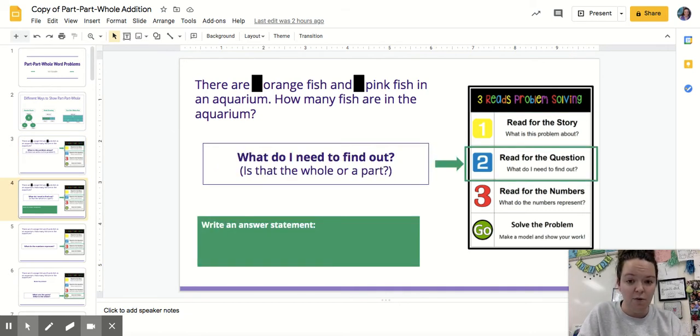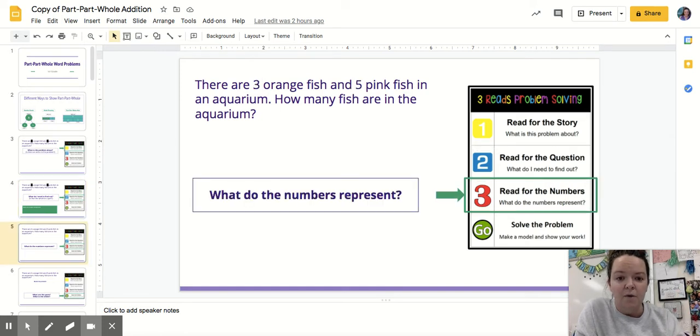Second time, I'm going to read through it again, but this time I want to see what do I need to find out? What is the task they're giving me? There are blank orange fish and blank pink fish in an aquarium. How many fish are in the aquarium? So, what I need to find out is how many fish are in this aquarium. So, it sounds like I'm going to be adding because it's going to give me, I think, some numbers and tell me I need to put those together and see how many I have all together. So, I know the story's about fish in an aquarium. I need to find out how many are in there.